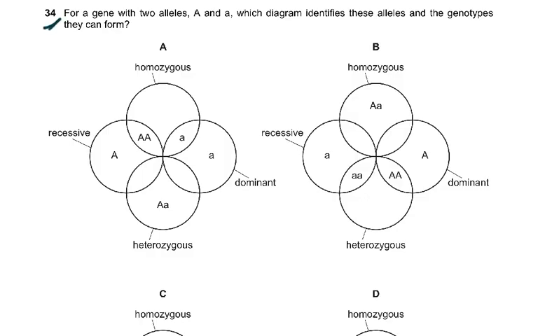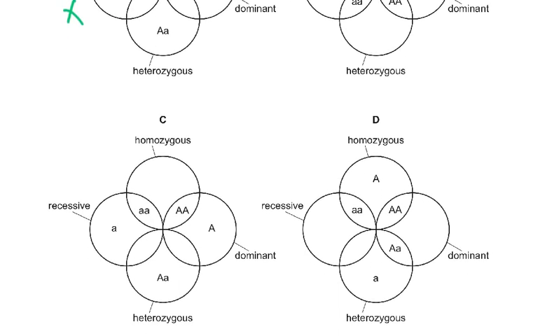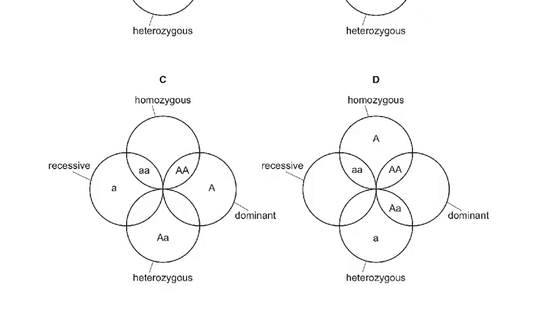Question number 34. For a gene with two alleles A and small a, which diagram identifies these alleles and the genotypes they can form? If there is only big A and small a, so homozygous has to be what? It has to be big A, big A. But recessive allele cannot be big A, it has to be small a. So this one is wrong. Why is this one wrong? Homozygous doesn't mean this. This is heterozygous. So this is wrong.